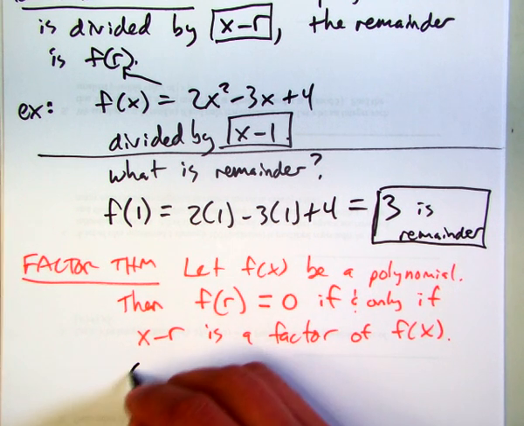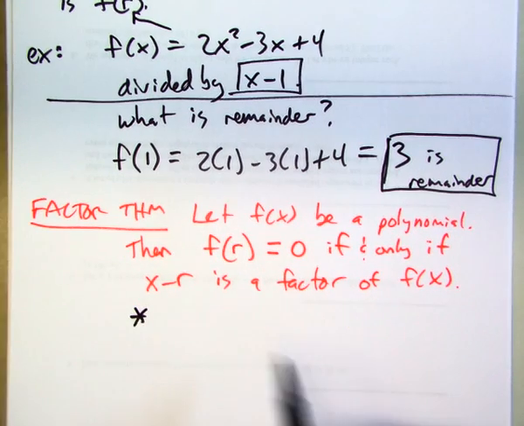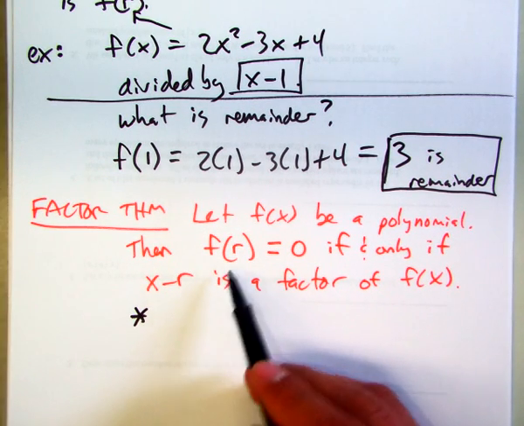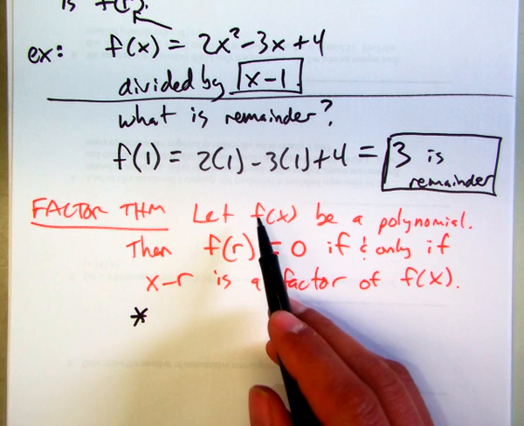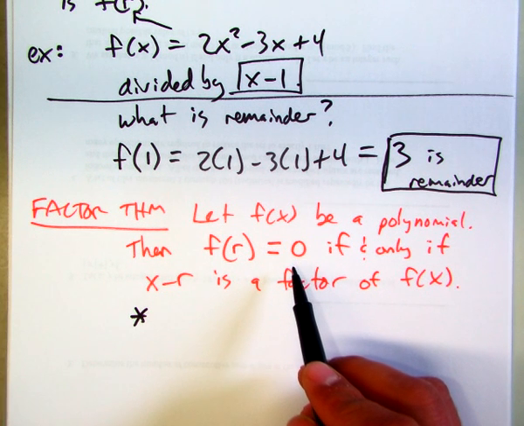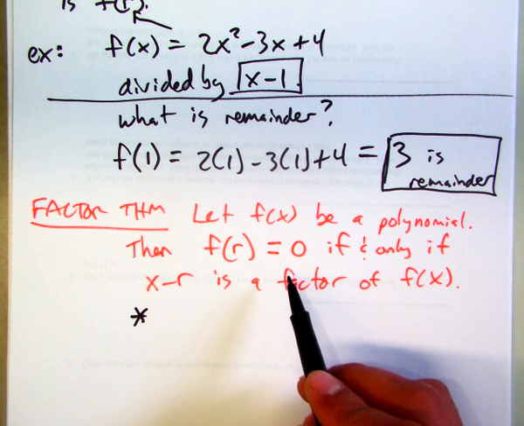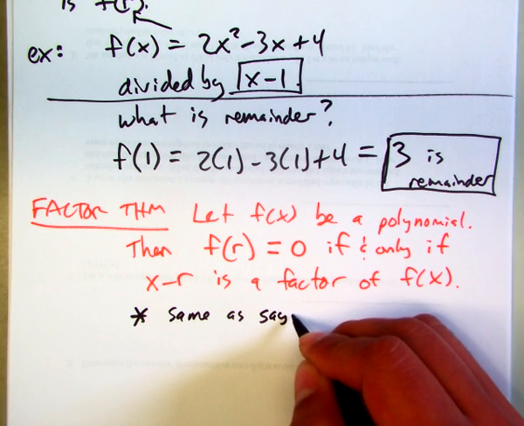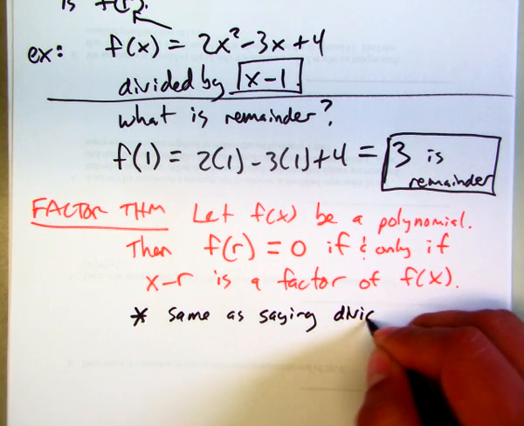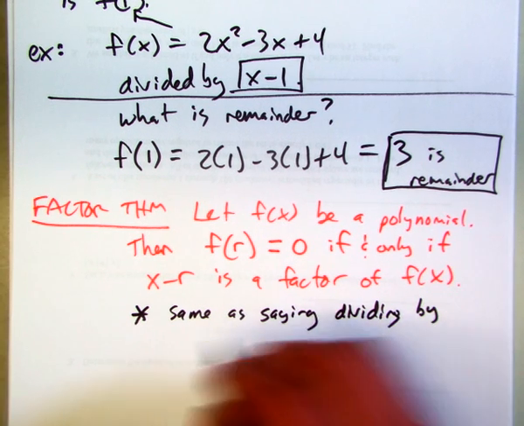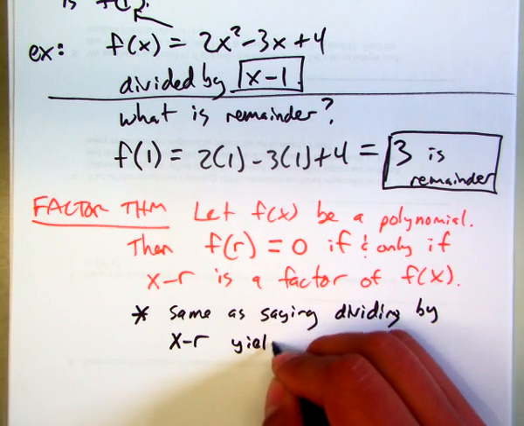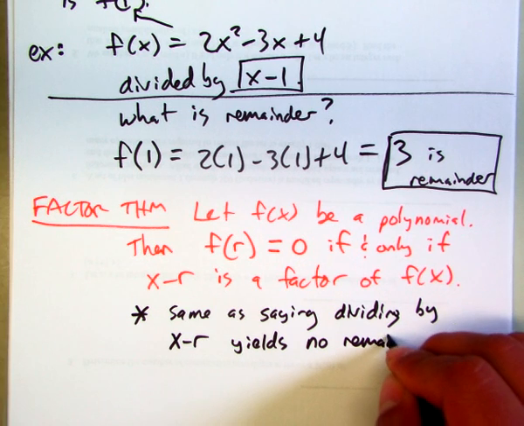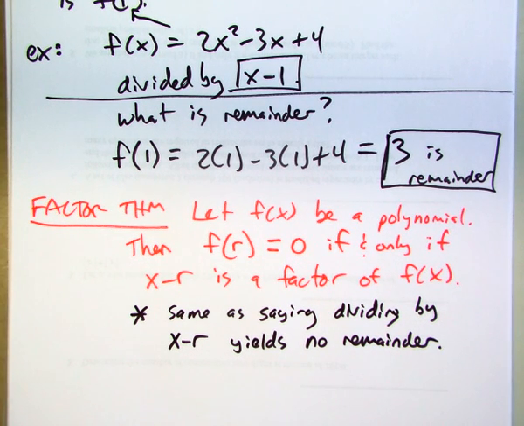We can add a little note to this. If I'm checking to see whether this divides f of x and I get 0 when I plug it in, what does that mean? What kind of remainder is there if I get 0 when I plug it in? There isn't one. This is the same as saying dividing by x minus r yields no remainder.